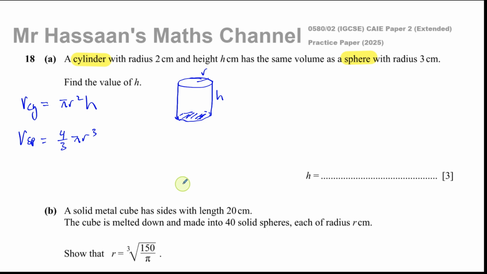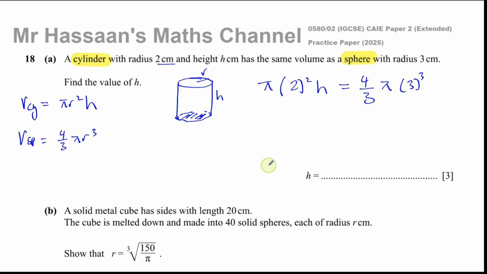All right, so they've told us that the cylinder with radius 2 and height h has the same volume as a sphere with radius 3, and we want to find the value of h. So pi times r squared, where r is the radius of the cylinder, which is 2, times h. We have to find what h is. That is equal to the volume of the sphere, which is 4 over 3 times pi times r cubed, and this is going to be 3 cubed.